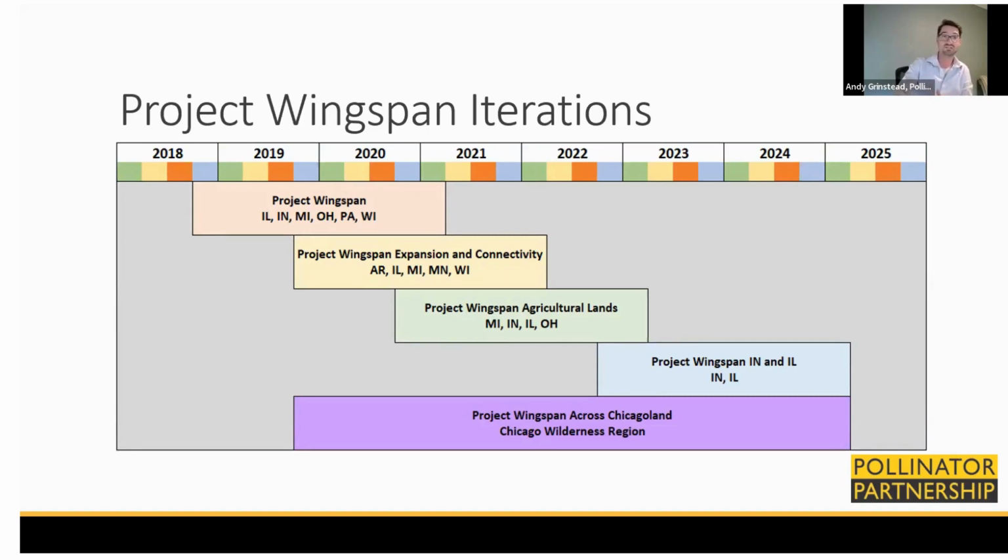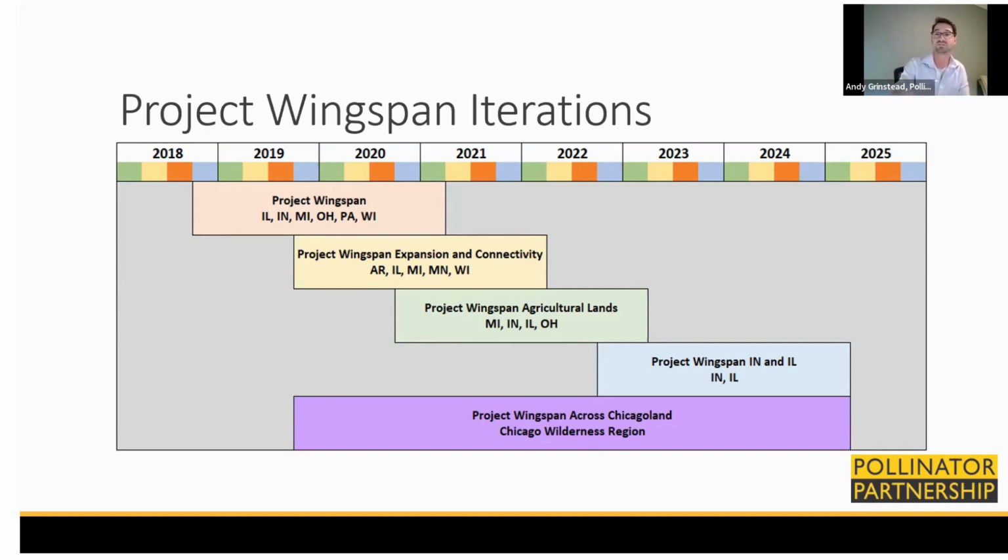The current initiative, Project Wingspan Indiana and Illinois, is aiming to increase the program and partnerships and effectiveness in Illinois and Indiana, kind of as the name says. So then we have this other program called Project Wingspan Across Chicagoland, which is a bit different. And it doesn't rely on volunteer seed collection, but I wanted to briefly discuss it to give you kind of a well-rounded view of the full Project Wingspan program. And I'll provide a bit more detail on the next slide.